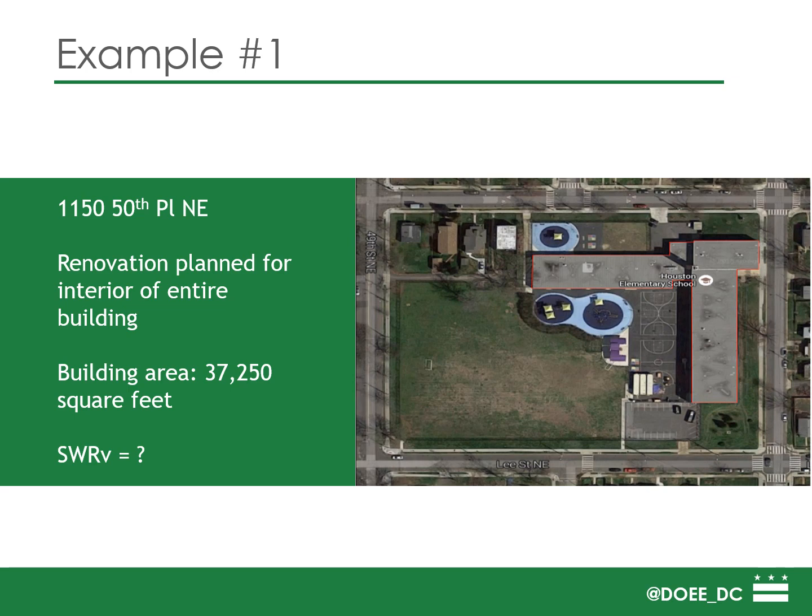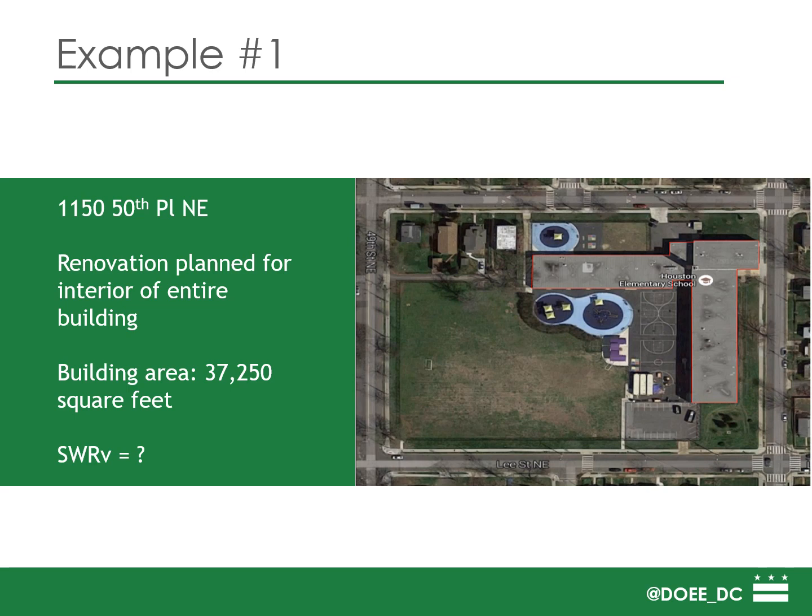So let's take a look at an example here. This is example number 1, which is an existing school that is going to be renovated. The renovation is planned for the entire interior of the building. Let's say that this is a substantial improvement, meaning that the renovation cost is 50% or greater than the existing assessed value of the building. So we have a substantial improvement, and then we also look at the building area. We want to know, is this going to be a major substantial improvement? Because the building area exceeds 5,000 square feet, then yes, we have a major substantial improvement activity.